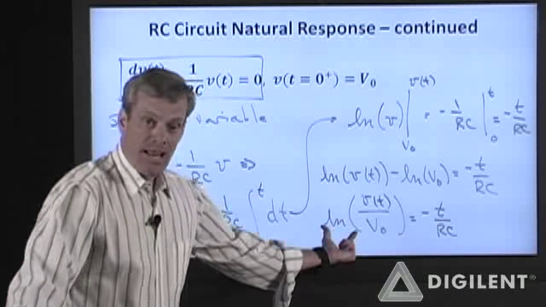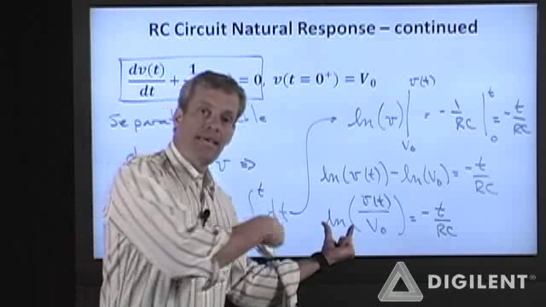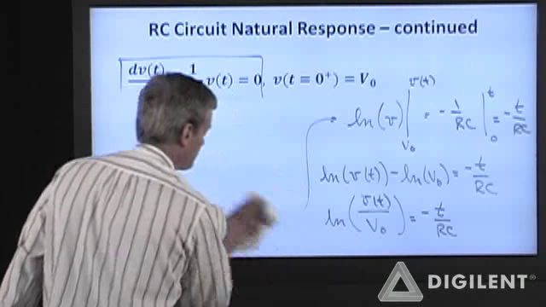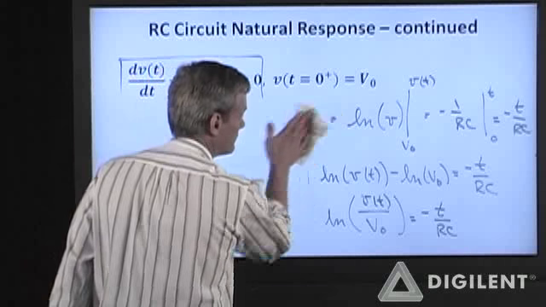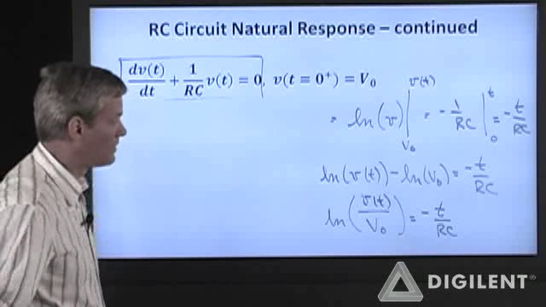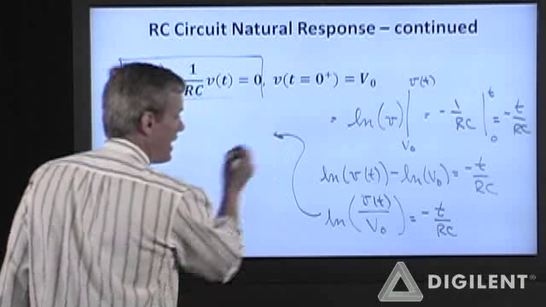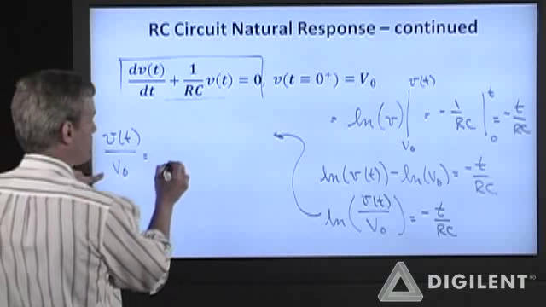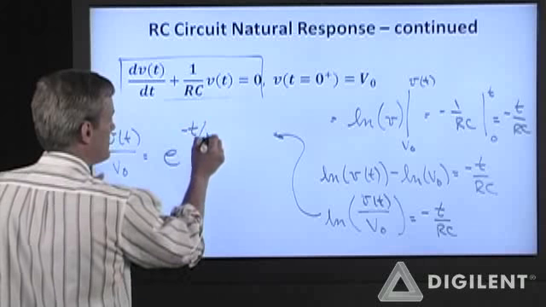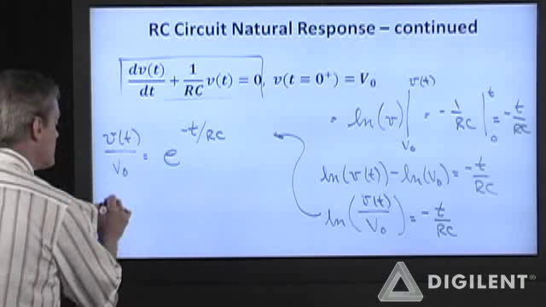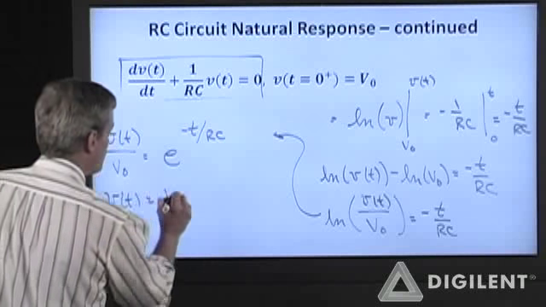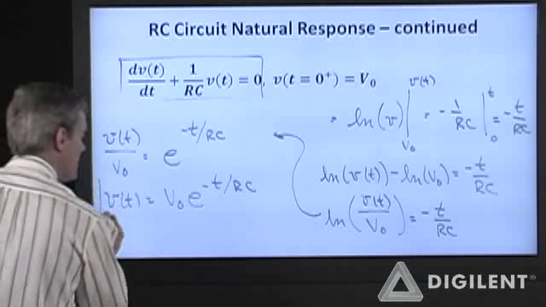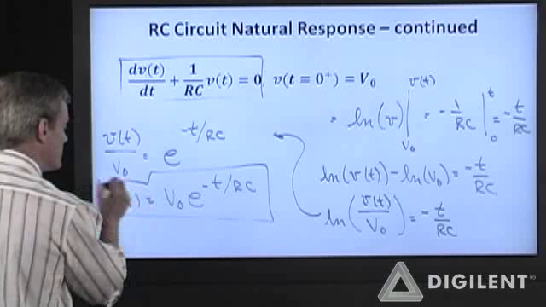Now, to get rid of this nasty natural log, I can take e to both sides of this. Coming back over to this side, V of t over V0 is equal to e to the minus t over RC. So V of t is equal to V0 e to the minus t over RC. That is my final solution.